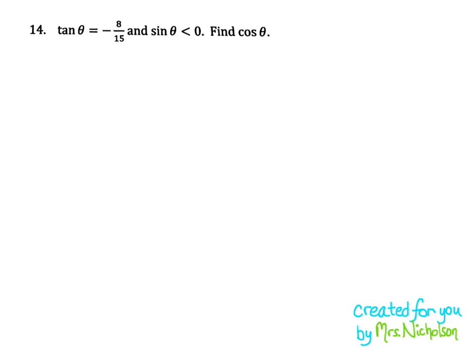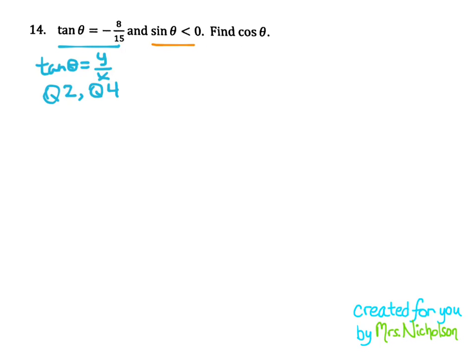All right, last one. We've got tangent is equal to negative 8 over 15. Sine is less than 0. So again on this one, the first thing we need to do is figure out which quadrant we're going to draw that angle in. This first piece of information tells me that tangent is negative. And tangent, remember that tangent is equal to y over x. It's also equal to slope. We talked about how tangent really is slope of the terminal side of the angle. And so that's going to be negative in quadrant 2 and quadrant 4.